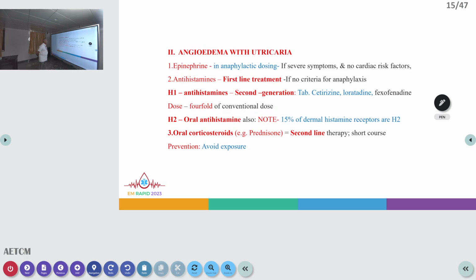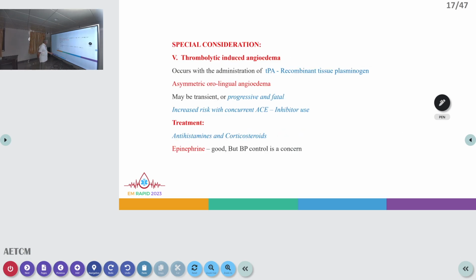Sometimes the fresh frozen plasma itself may exacerbate the angioedema. Please be careful. The other form is angioedema with urticaria. Epinephrine is the treatment of choice in anaphylactic dosing if the symptoms are very severe and no cardiac risk factors are involved. And antihistamines are first line treatment if no criteria of anaphylaxis. Remember, if there is no criteria of anaphylaxis, antihistamines may be tried. H1 antihistamines and H2 oral antihistamines both can be administered, and oral corticosteroids are also second line treatment. This will help in the prevention of future episodes.